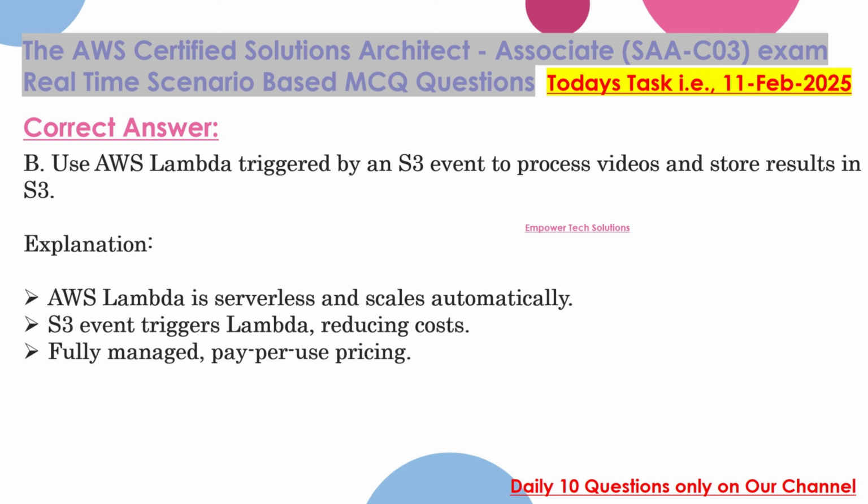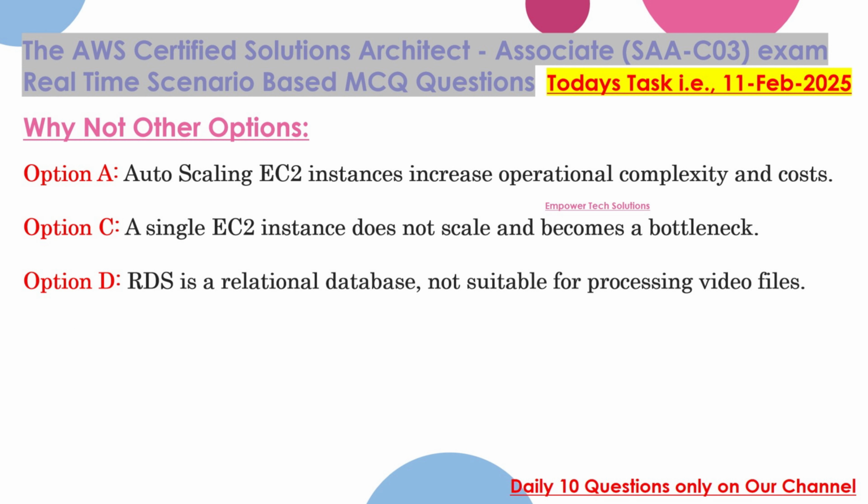Explanation: AWS Lambda is serverless and scales automatically. S3 event triggers Lambda, reducing costs. Fully managed, pay-per-use pricing. Why not other options? Option A, auto-scaling EC2 instances increase operational complexity and costs. Option C, a single EC2 instance does not scale and becomes a bottleneck. Option D, RDS is a relational database, not suitable for processing video files.